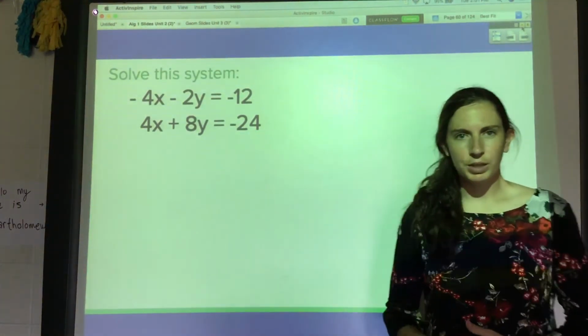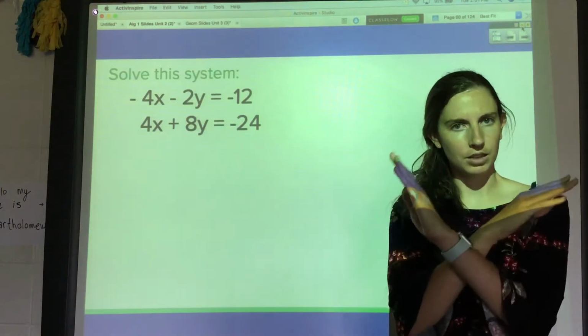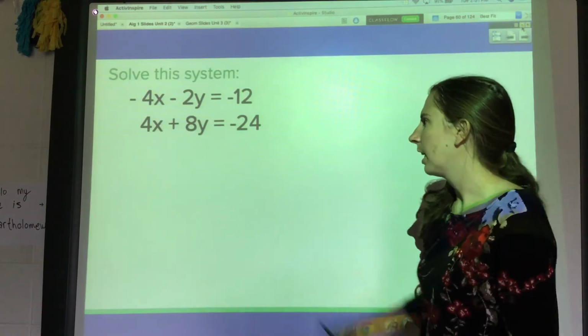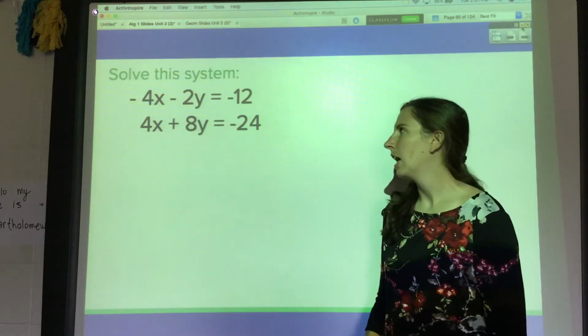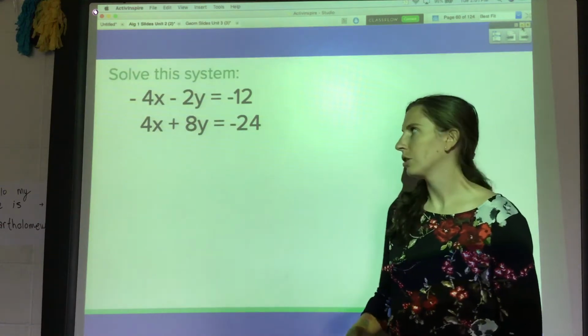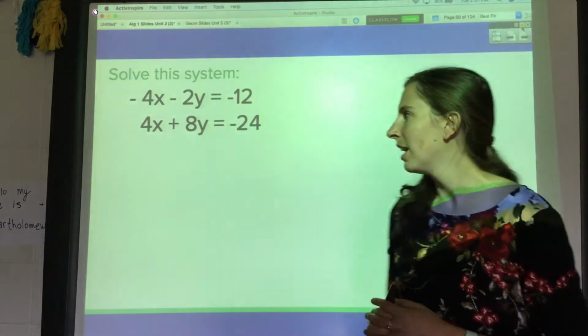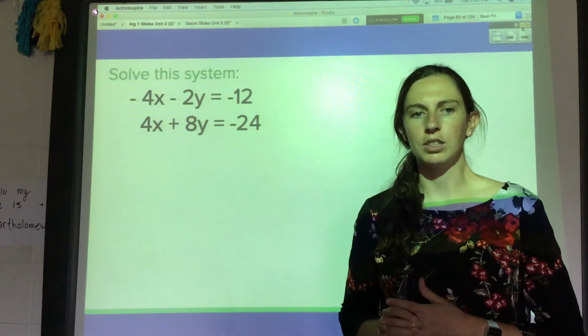So in the previous video, we talked about how to solve a system of equations with graphing. You just find where they intersect. But sometimes equations are not so easy to graph. Like I would have to solve both of these equations for y in order to graph them, and that wouldn't be the best option. So there are two other ways to solve a system of equations. One of those is called elimination, and that's what we're going to get into today.